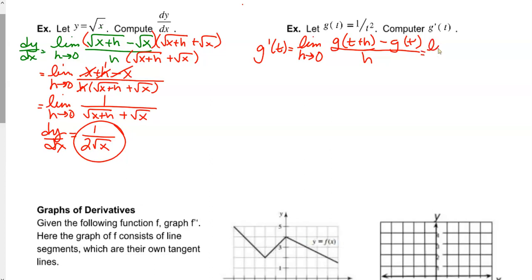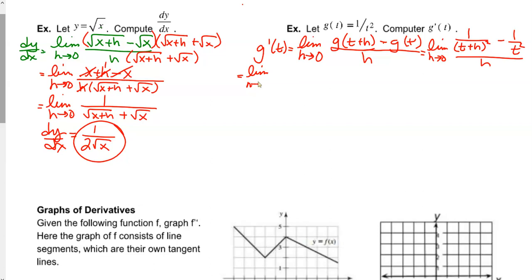We get the limit as h goes to 0. When I plug this into here, I get 1 over t plus h, which I have to square, minus g of t. Well, that g of t is 1 over t squared, all over the h. So what we're getting is a complex fraction that we're going to have to simplify. So if I throw h equaling 0 in, by plugging that in, I'm going to get 0 over 0. So we still have to work with this. Okay, limit as h goes to 0.